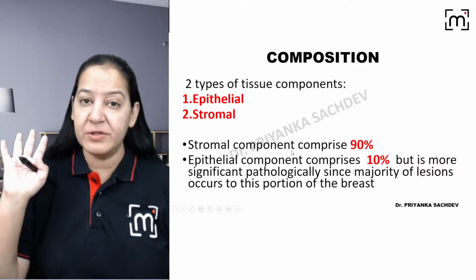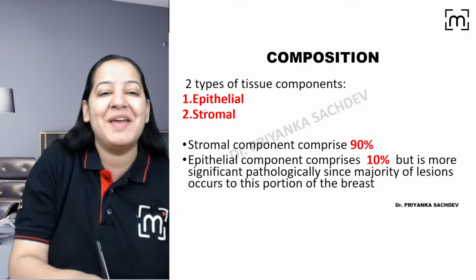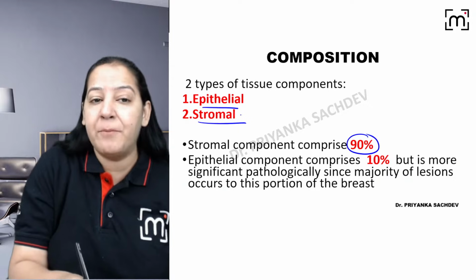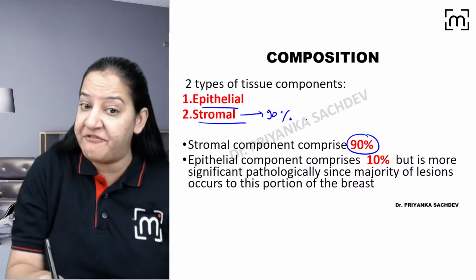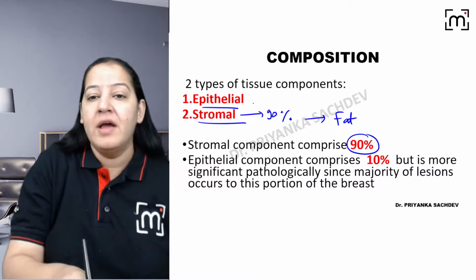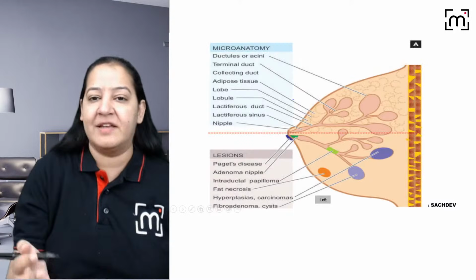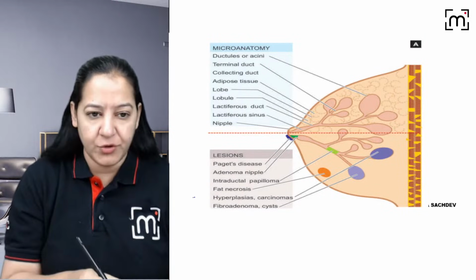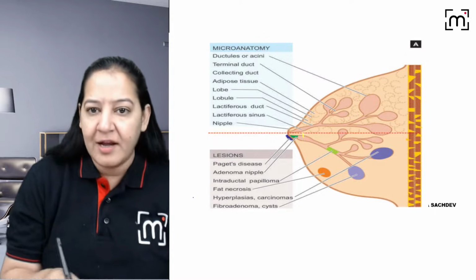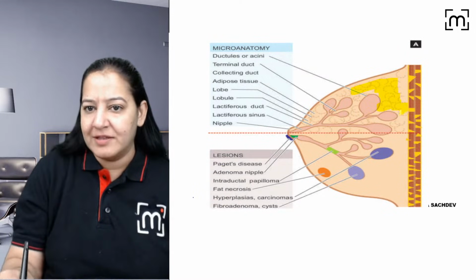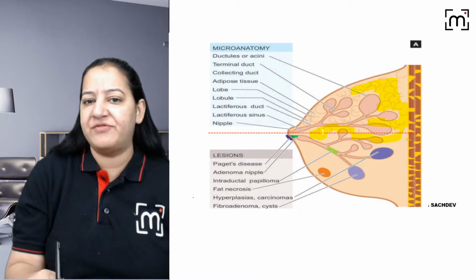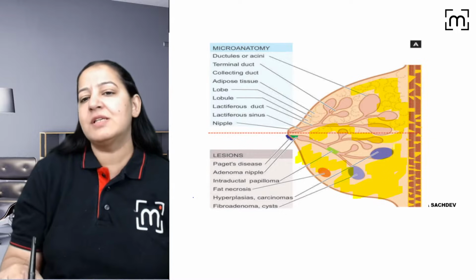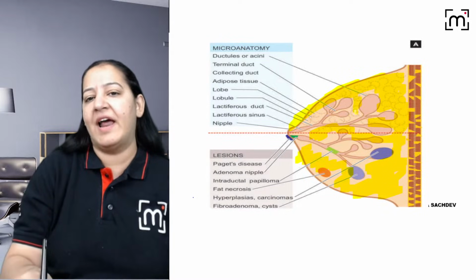In the composition of the female breast there are two components, the epithelial component and the stromal component. 90% of the component is the stromal, the background stroma, the fat, and only 10% is the epithelial. Can you see the background yellow color? That is stroma, that is fat. So 90% of the breast is fat only. The fat is the stroma, the adipose tissue. This is known as the stromal component. I have highlighted the stromal component.